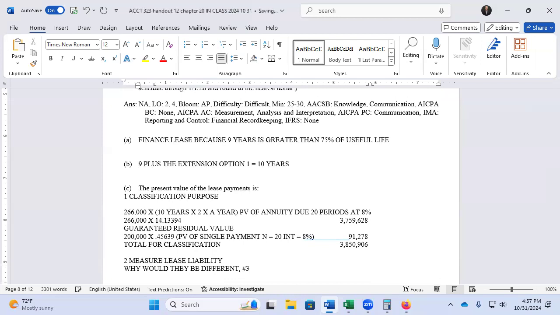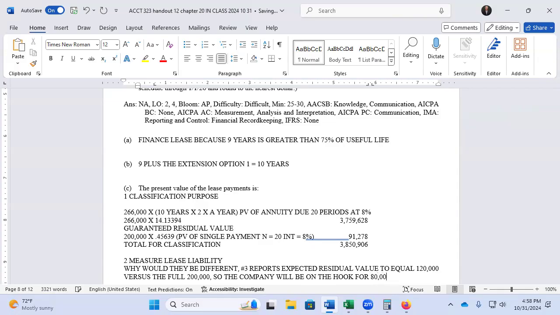Right, and so number 3 reports expected residual value to equal 120,000 versus the full 200,000. So the company will be on the hook. That's not a good hook to be on, for 80,000.